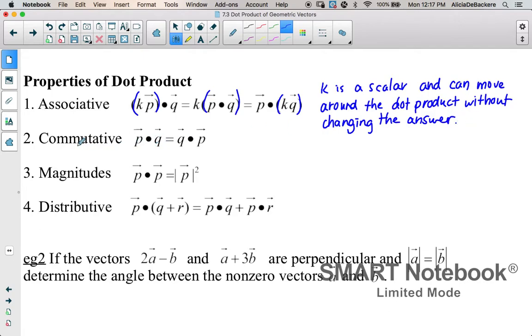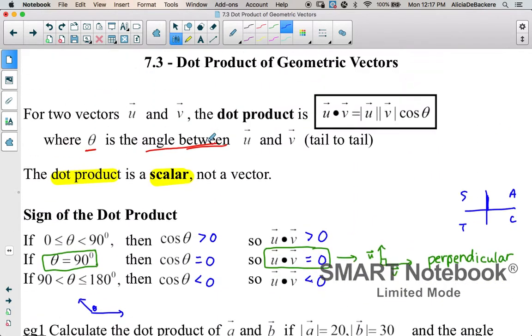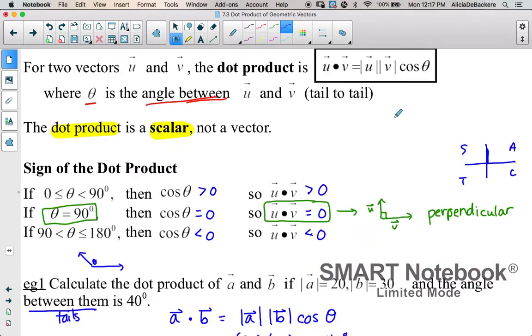Okay, the next property is the commutative property, and that just tells me that the order of the dot product doesn't matter. And you can imagine that in the formula, if I were doing v dot u up here, if I changed the order, the only thing that would change is the order that I multiply the magnitudes in, right? The angle between them is still going to be theta. And so, of course, this is going to give me the same answer.